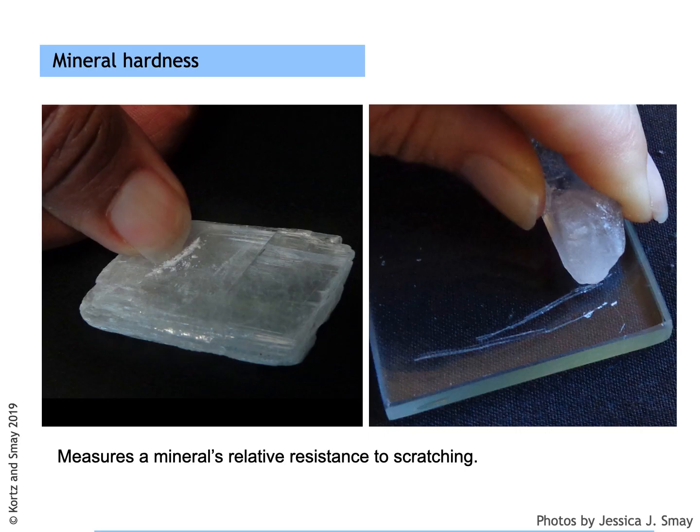The next property we'll discuss is mineral hardness. And mineral hardness measures a mineral's relative resistance to scratching. This is a little bit different than mineral strength, or whether it's brittle or fragile or anything like that. Technically, hardness is just the mineral's resistance to scratching.